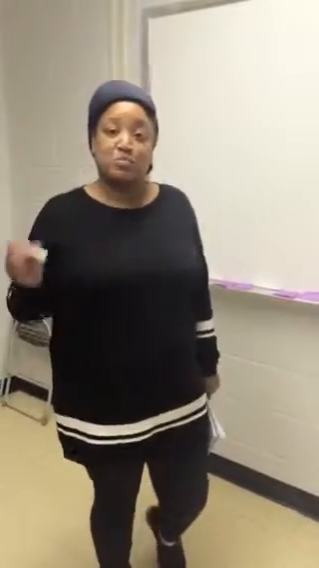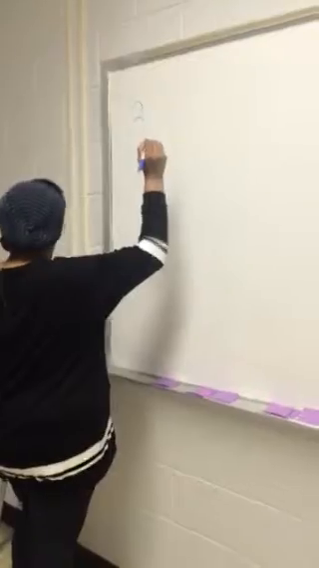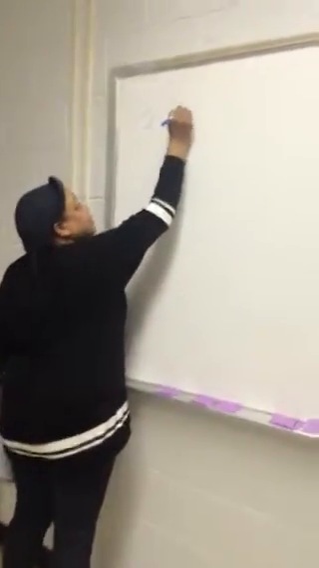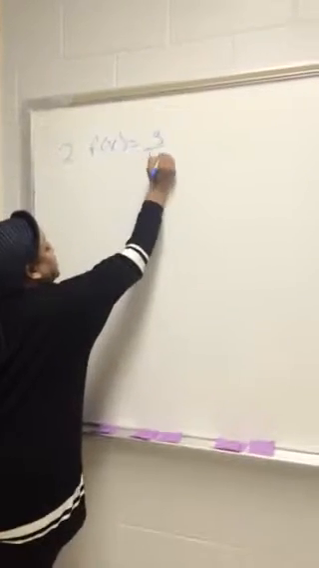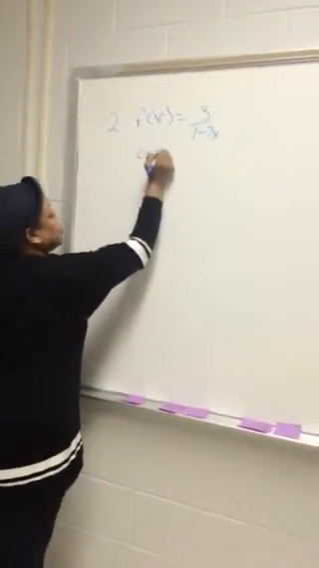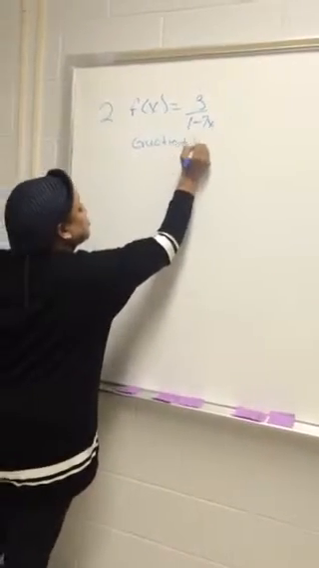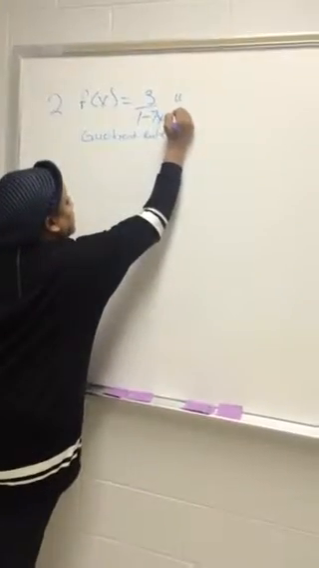This is a continuation, problem 2. Problem 2 is f of x is equal to 3 over 1 minus 7x. Now, here we're going to use the quotient rule. Your 3 is your u, and that is your v.